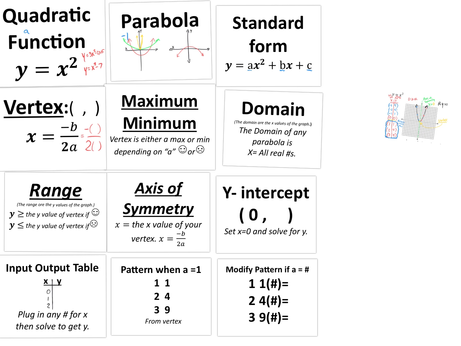So once again, one last time. Axis of symmetry, you need the x value of your vertex. The range, you need the y value of your vertex.